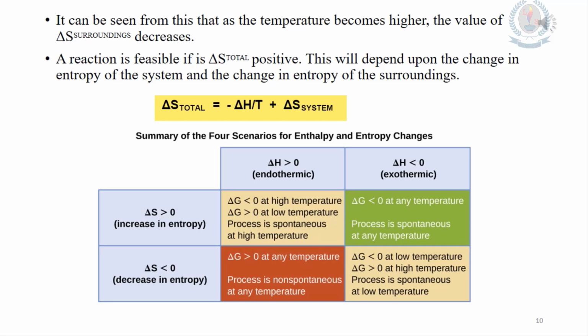If delta H is lower than 0, as well as delta S also lower than 0, the process is spontaneous only at lower temperatures. Now you know there are the 4 scenarios for enthalpy and entropy changes, and you can decide according to that whether the reaction is feasible or not.